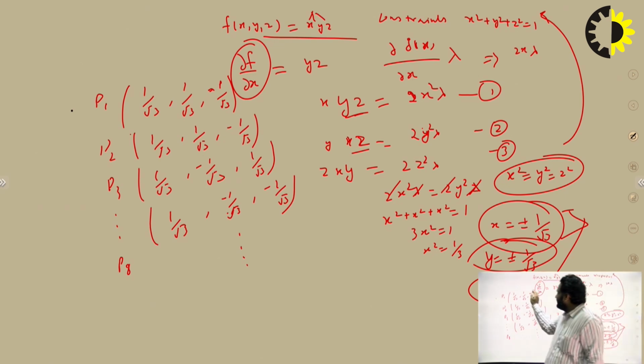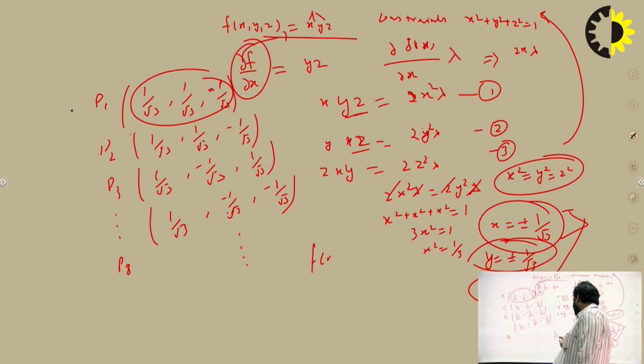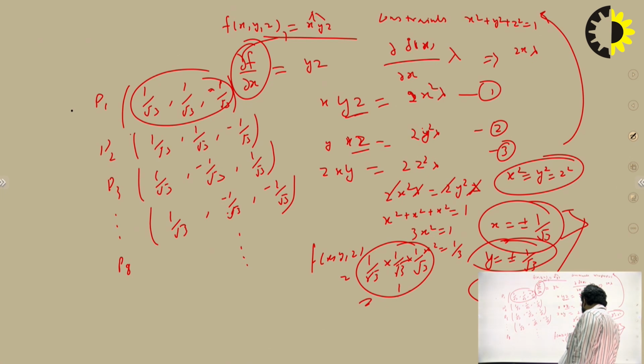So when we put this value into this function, what are we getting? We are getting x, y, z equal to, x value is 1 upon root 3, multiplied by 1 upon root 3, then multiplied by 1 upon root 3. So we can say 1 upon 3 root 3. It is our maximum value.